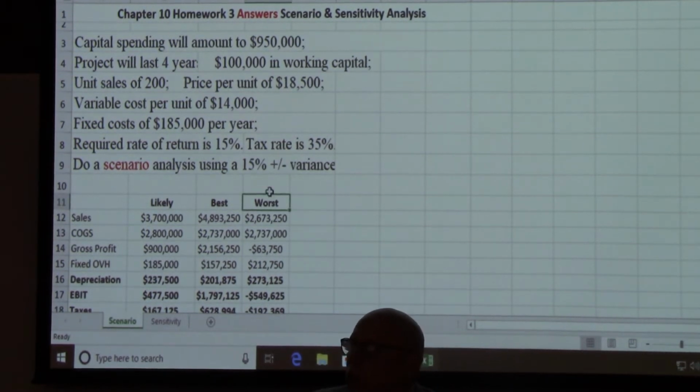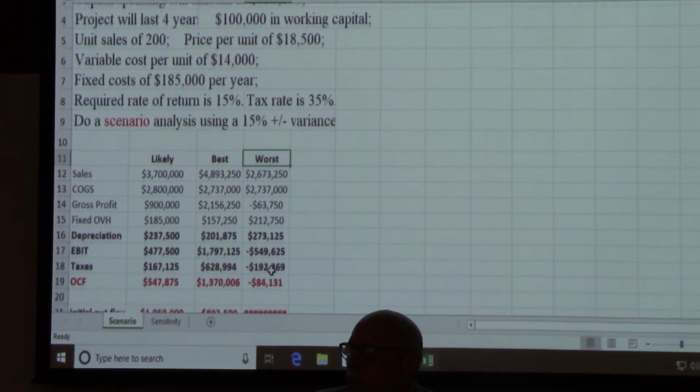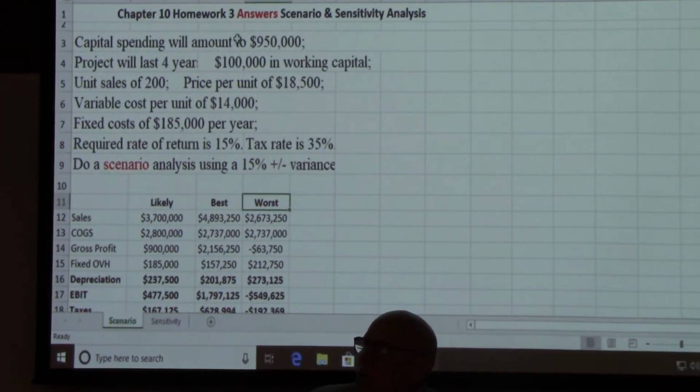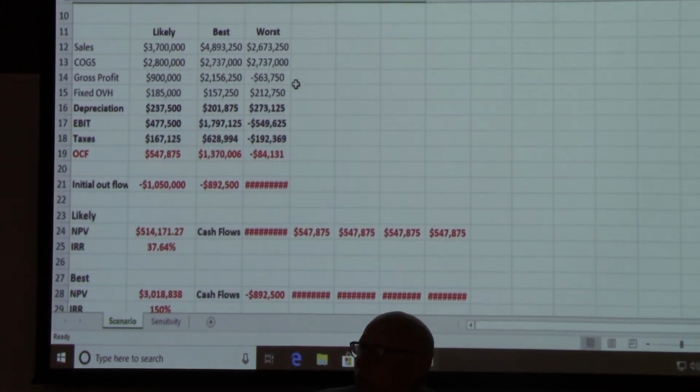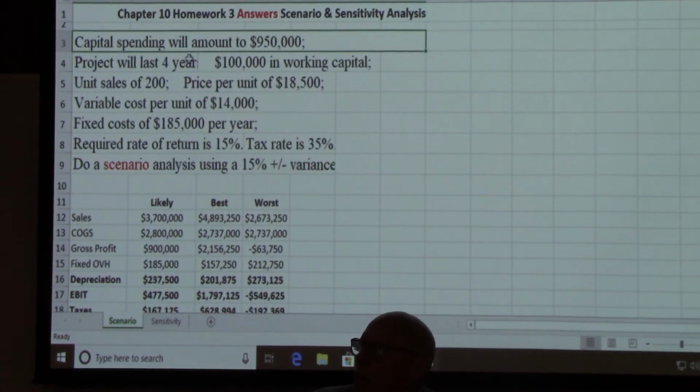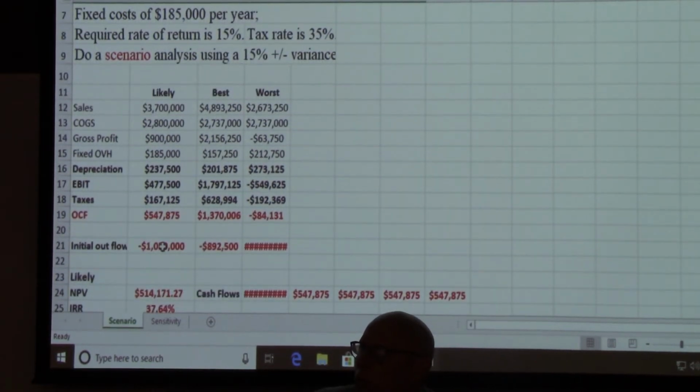Your unit sales fall, your price per unit falls, your cost per unit goes up, you need more property, plant, and equipment, more overhead, and more working capital. So, our base case involves capital spending of $950,000, and it's a 4-year project, $100,000 in working capital. So CF0 is the $950,000 plus the $100,000. So $1,050,000, and that's a negative number.